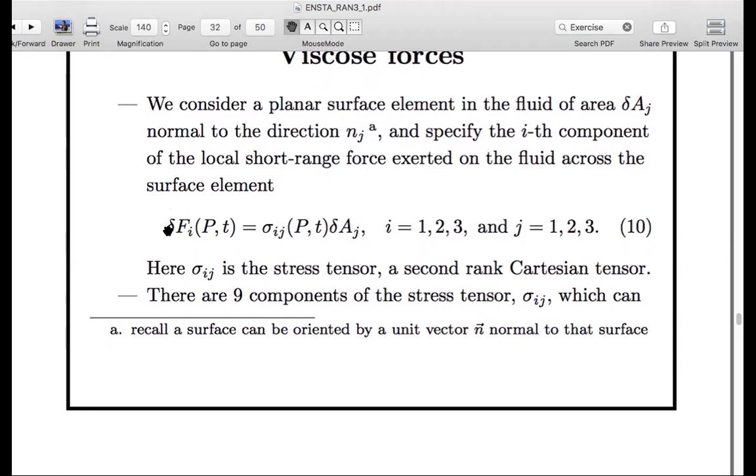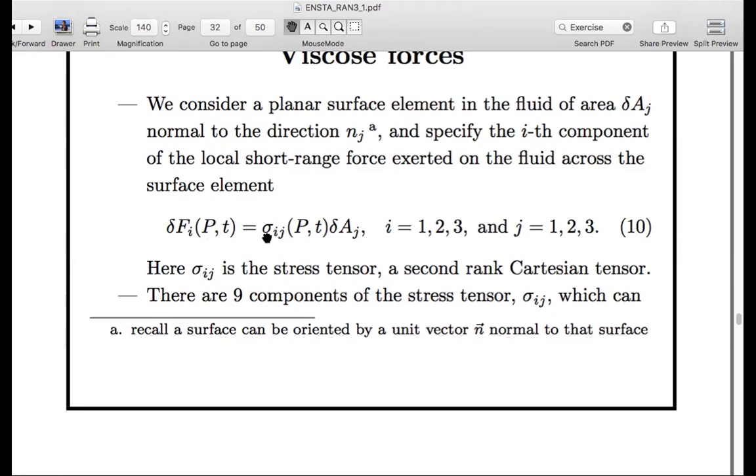So I can write delta, meaning a small force, and I'm putting the subscript i to indicate the ith component of that force. The P here means at a point that I labeled P in the fluid at a time t. So this component of force is a function of the position and the time, and it equals, well, I'm defining here the quantity called the stress tensor.